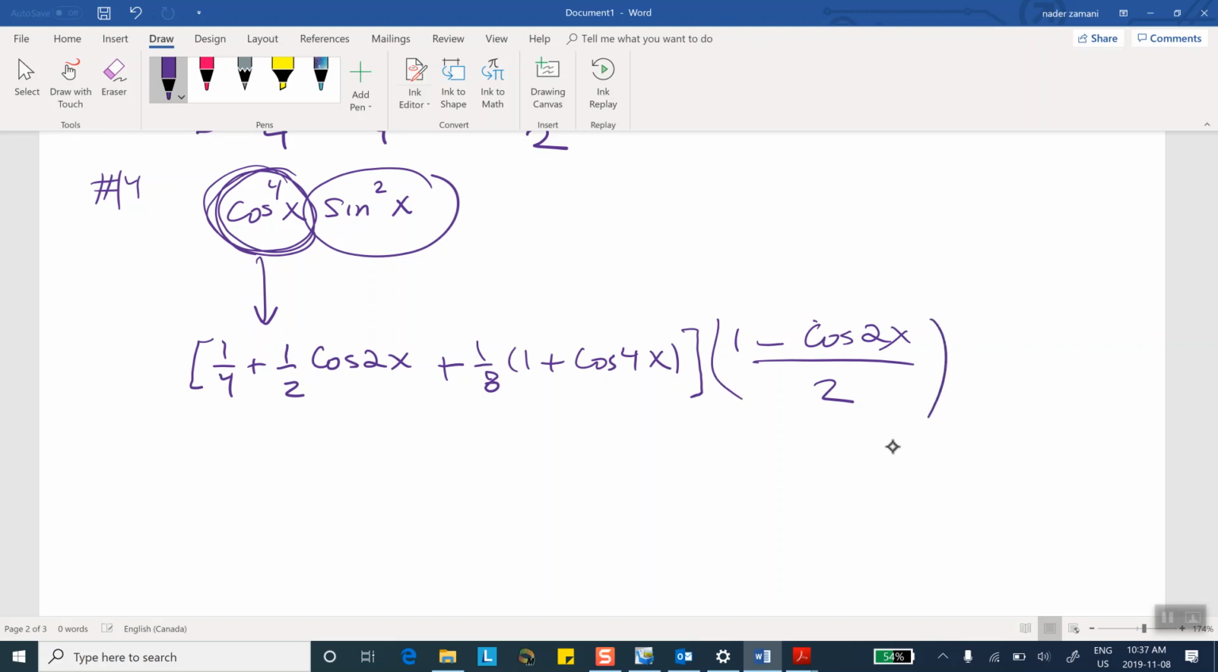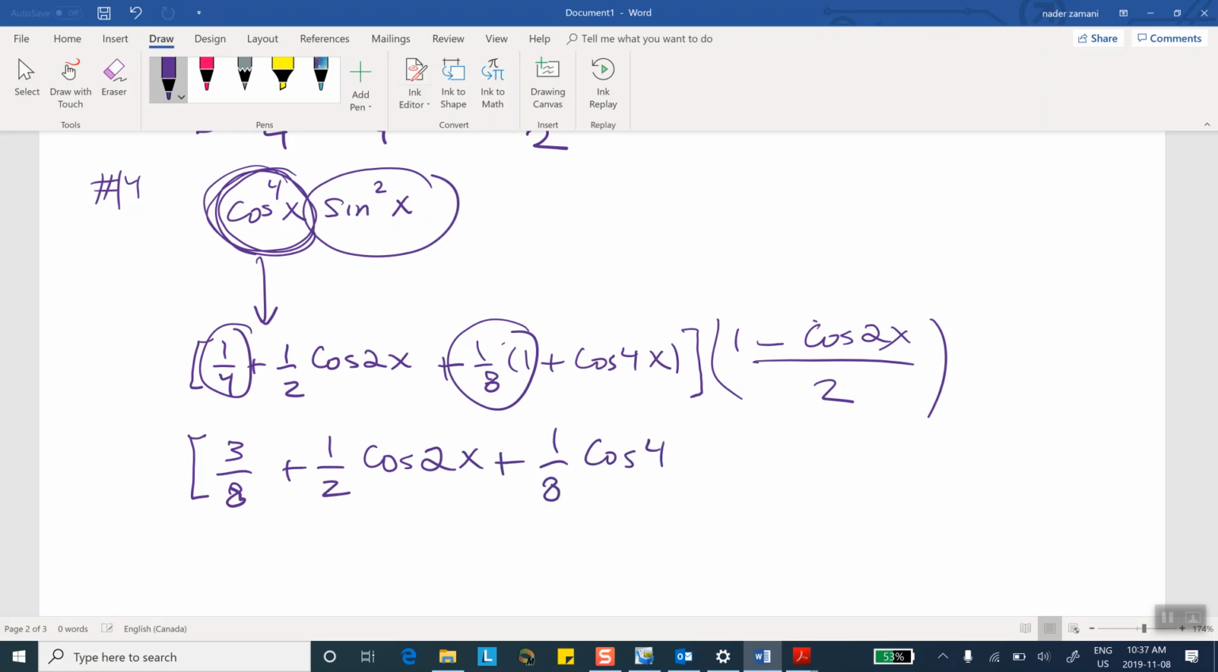So there's going to be a lot of algebra here. Unfortunately, there are no quick ways of doing this. Let's clean this up first, because this and that you can clean up. So it's going to be 3 over 8, these two put together, and then plus 1/2 of cosine of 2x plus 1/8 of cosine of 4x. Okay, that's this term, and then 1/2 minus 1/2 cosine of 2x.